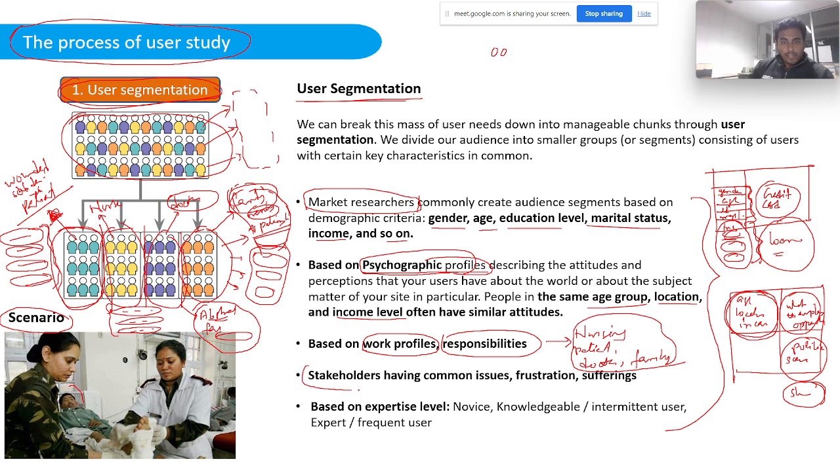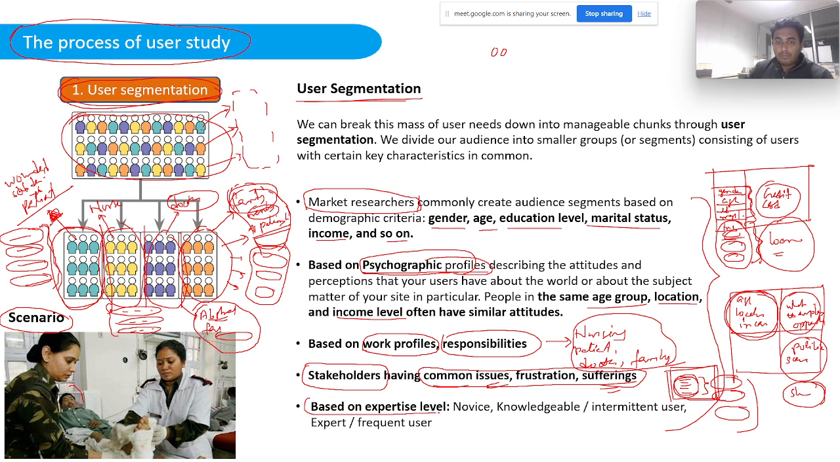Also, we can break down stakeholders or group them based on common issues, frustrations, or sufferings. If you have a lot of employees, and some of them are working in a hazardous environment and face certain issues and sufferings, you can group them under one category, and then inquire about their activities, their scenarios, and their pain points. That's how you can also do it.